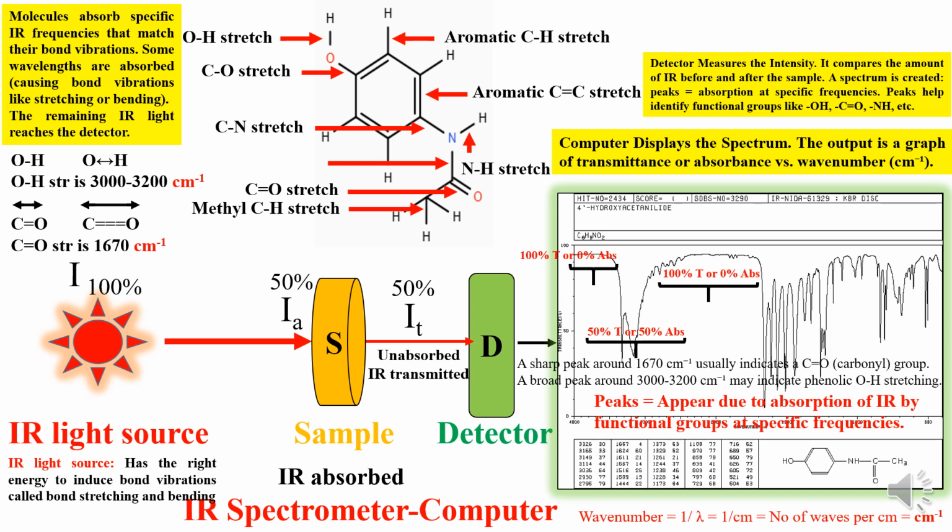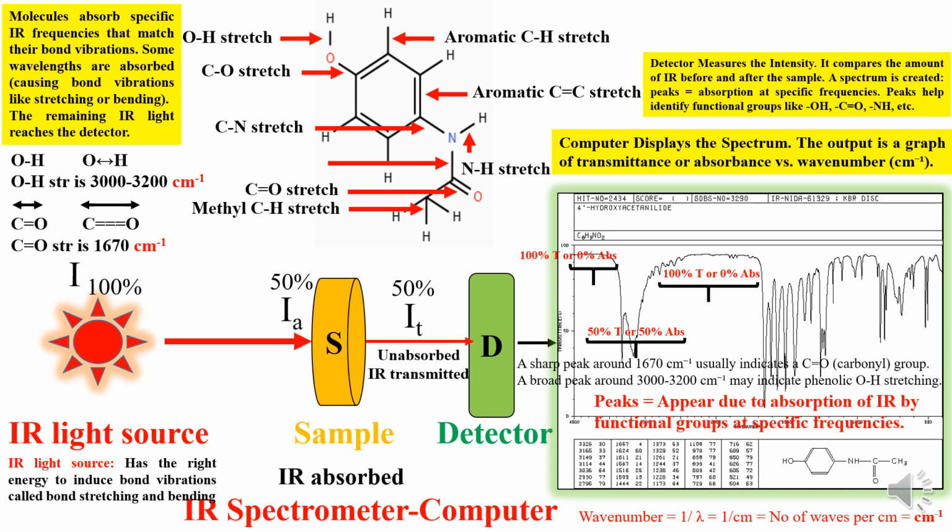For example, here in case of the paracetamol, you see a sharp peak at around 1670 centimeter inverse, indicating the presence of the carbonyl group, which you can see in the structure. And a broad peak around 3000 to 3200 centimeter inverse indicates the presence of the phenolic OH group. Because of the CO stretching, you see a peak at 1670 centimeter inverse, and due to stretching of this covalent bond between the oxygen atom and the hydrogen atom, it brings about a broad peak around 3000 to 3200 centimeter inverse.